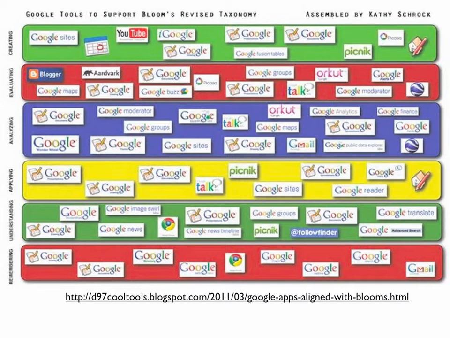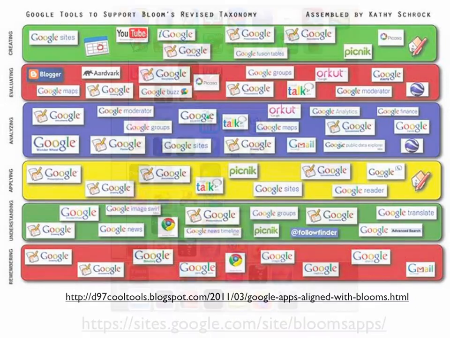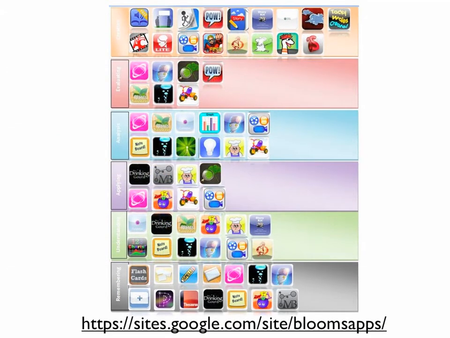They can use Google Groups for analyzing, debating a specific topic. They can use Google Spreadsheets to analyze something. And as part of their culminating task, they can use YouTube videos and create their own videos to demonstrate what they have learned. We're also starting to see collections like this. This is again Bloom's taxonomy, but instead of Google tools, we now see apps.